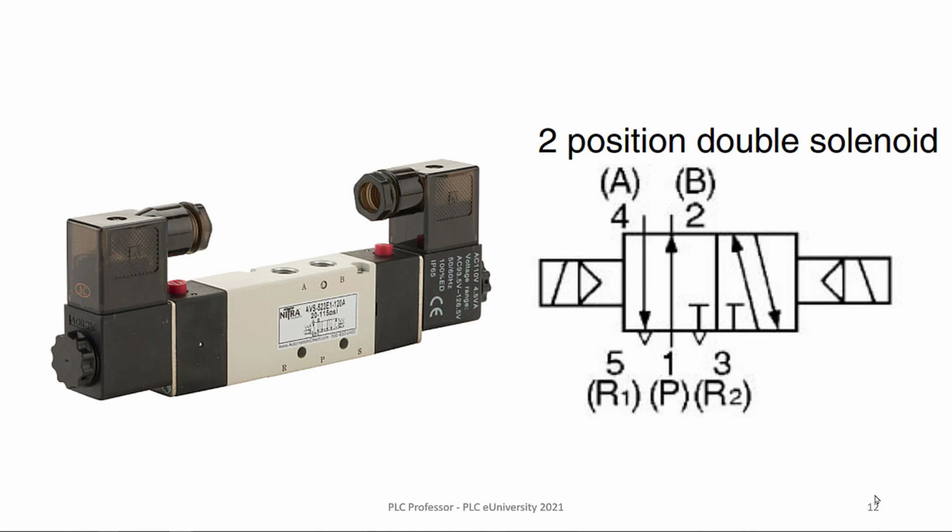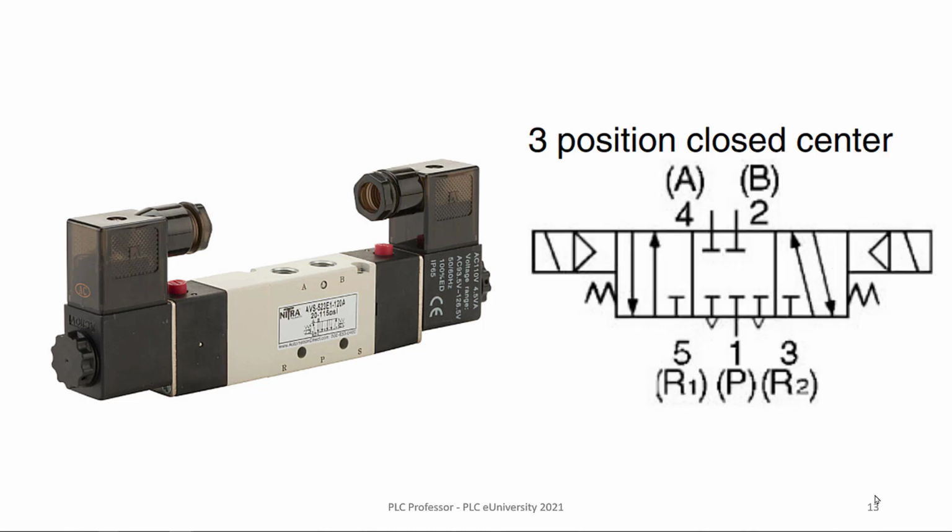Okay? Now the only difference between this and the previous symbology was this is a double solenoid instead of one solenoid and a spring. So instead of energizing the solenoid, shifting the spool, de-energizing, and the spring pushing it back, you are using an electric pulse or power to move it to and maintain it in one of these two positions.